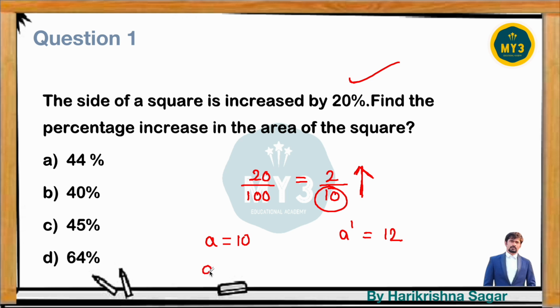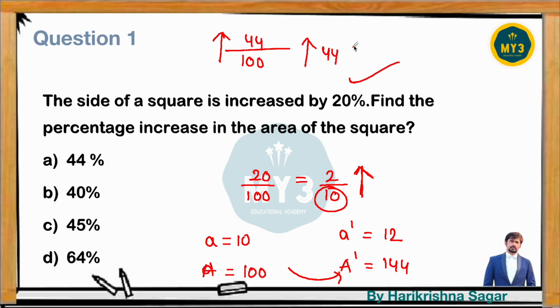If the initial side length is 10, what is the initial area? 10 square, 100. What is the new area? 12 square, 144. 100 to 144. What is the percentage increase? On top of 100, there is an increase of 44. We can take the answer as 44%. Mark the answer option A.